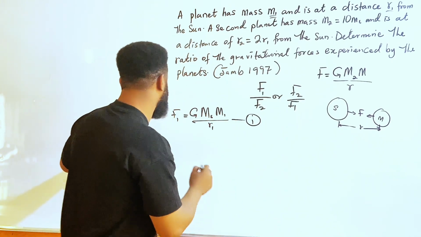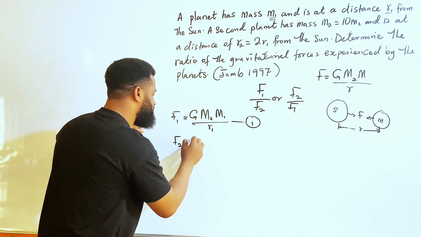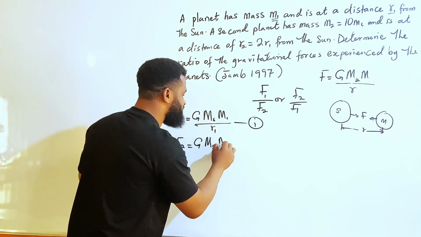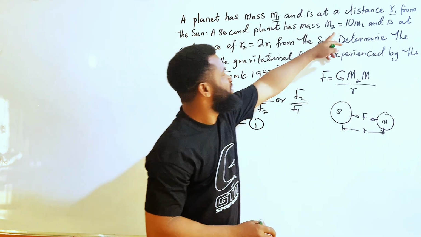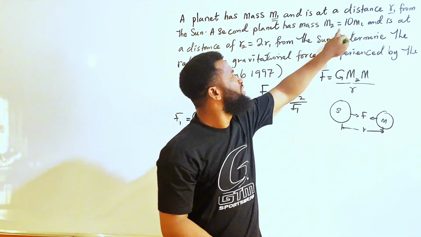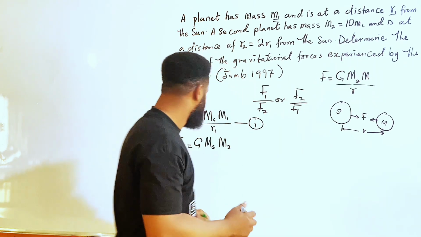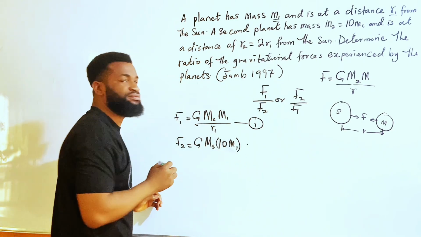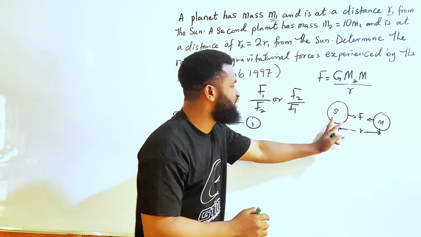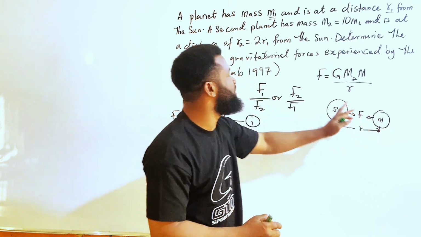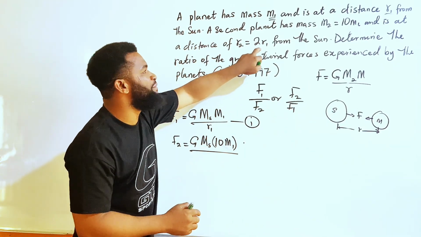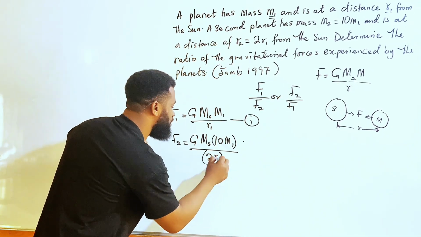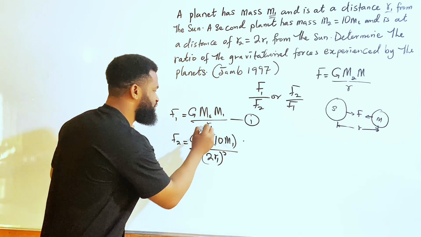The second equation is F2, which is the same gravitational constant G, the mass of the sun, ms, times the mass of the second planet. But remember, the mass of the second planet is 10 times the mass of the first planet, so I'm going to replace m2 with 10m1. All over the distance separating the sun and the second planet, r2, which is 2 times the distance of the first planet. So I'm going to have 2r1 all squared. Remember, this one should also be squared.